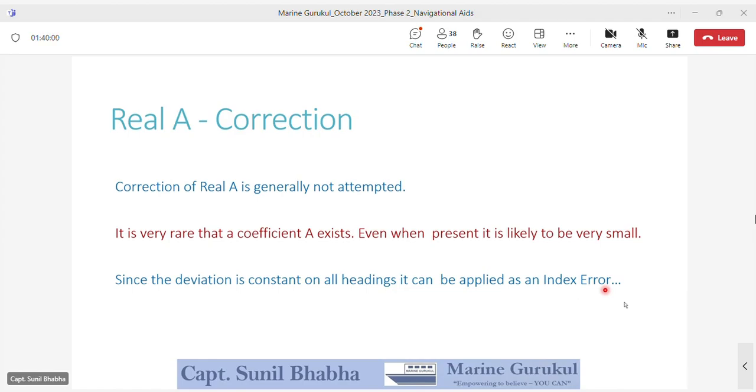So whatever deviation you obtain from the curve, you add 1 degree east to that deviation and it will give you the resultant deviation. So deviation being constant on all the headings, it is applied as an index error and the real A is not generally corrected. Is that clear, beta? Any doubts?